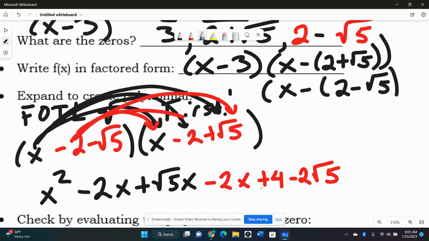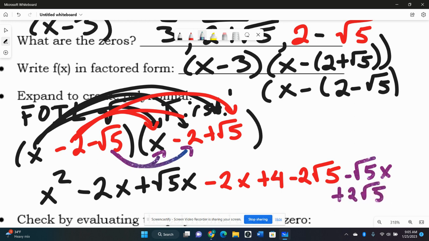And then I'll do this for our last term. I get minus square root 5x minus 2, negative times negative gives me plus. So plus 2 square root of 5, and then negative square root 5 times positive square root 5 would give me, the square roots actually just go away, so I just have 5 left. So I just have minus 5.